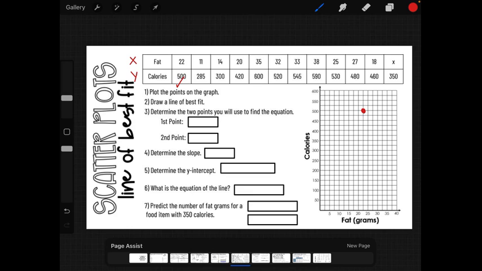Next is 11 and 285. 11 is a little bit more than 10, so we'll find 10 and go a little bit past it on our x-axis and then go up. 285 is a little bit below 300, so we can make a point like right here.